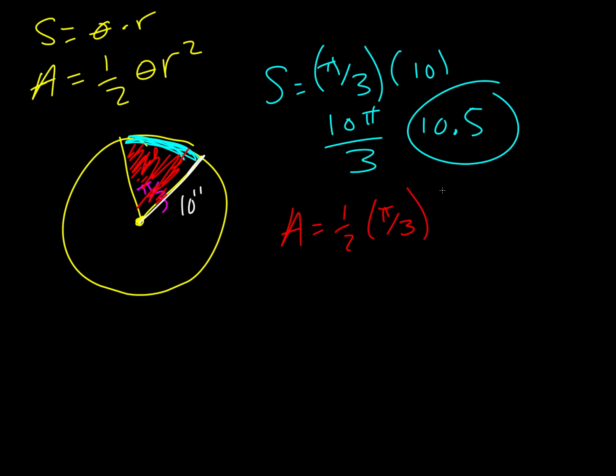1/2 times pi thirds times the radius, which is 10 squared. Okay, so we multiply this. I'm going to multiply these two and do this one. So if I multiply these, I get pi over 6.